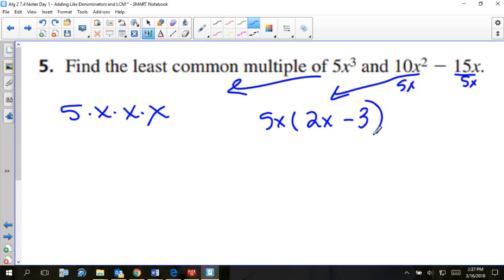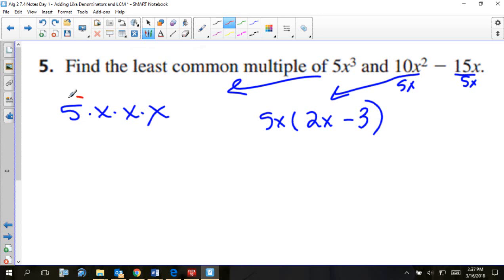2x minus 3, does that factor further? Is there a GCF with 2x minus 3? Is x to the first power? It is the first power, so I'm not going to factor further. So we have that factored. Step 2. What's step 2 say? We're going to look at what they have in common, but only write it once.